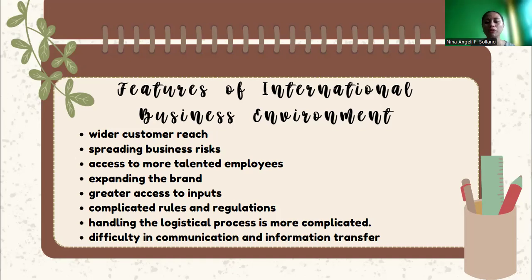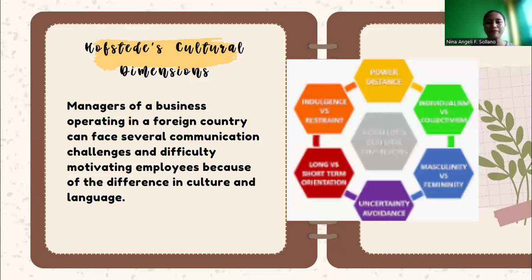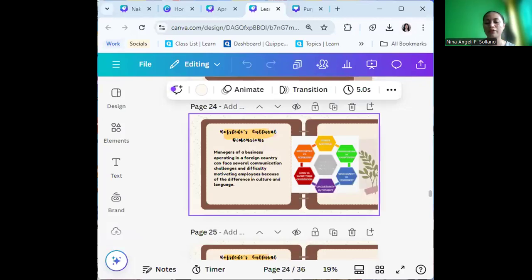And then difficulty in communication and information transfer, because we have different ways of communication. For example, here in the country, we use Messenger as our communication tool, while in another country like Thailand, they choose Line as their way of communication. So that is the barrier in communicating if we choose international business environment. So that ends our topic, the international and local business environment.